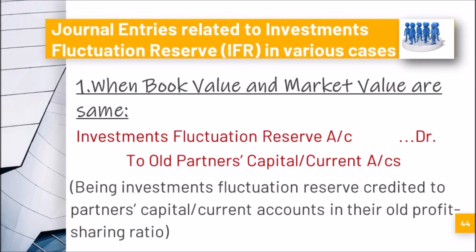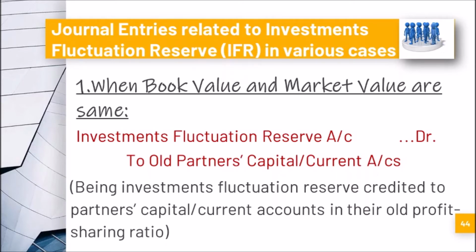So it was all about the WCR. Now we are talking about investment fluctuation reserve. This also has various cases. The case number 1, when book value and market value are same. I have already explained why this reserve is maintained in chapter number 4. I am not repeating here.